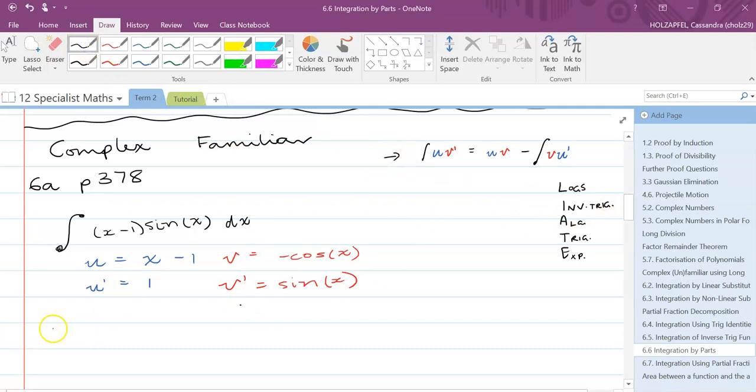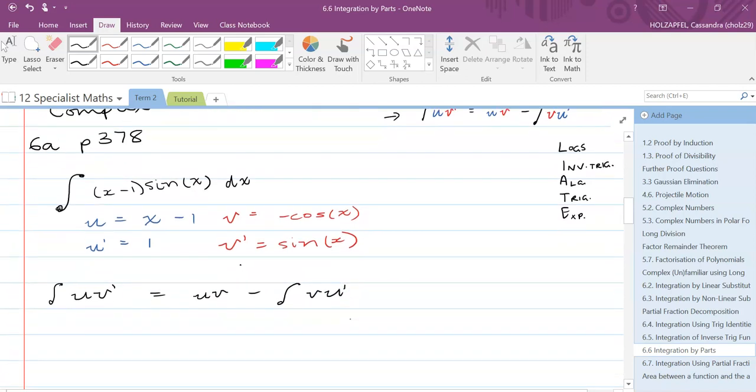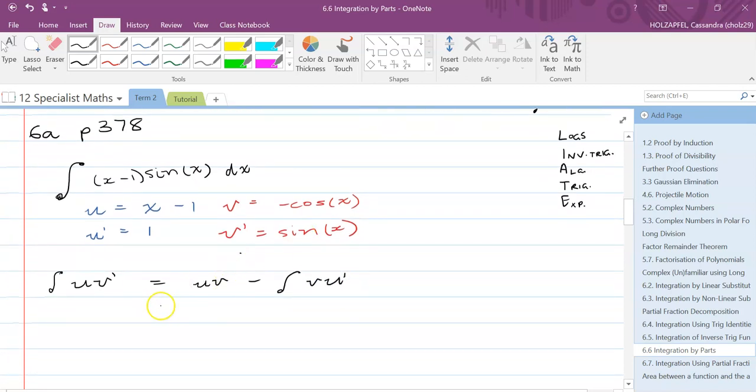integration by parts formula. So when we have an integral in the form u prime v, which is what we have here, then we are going to find the integral of that by multiplying u and v together, take away the integral of v u prime. So let's go ahead and substitute those values in that we've now defined.